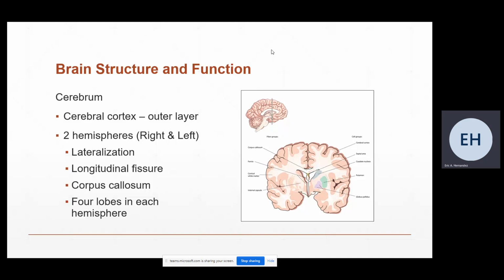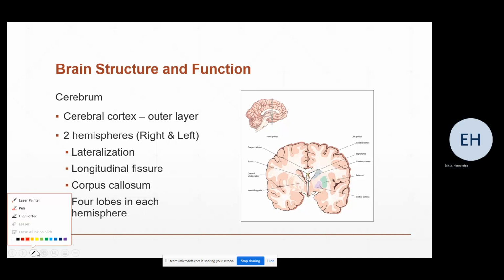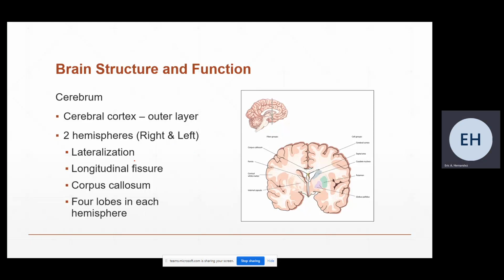We have two hemispheres, right and left. What I want you to be aware of is we have a structure called the longitudinal fissure. It's that half down the middle where you can actually see the two halves of the brain. So we could actually stick our hands in there and separate the two halves. That's that longitudinal fissure.